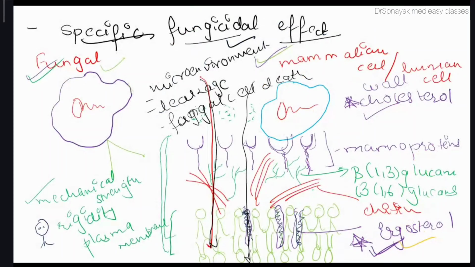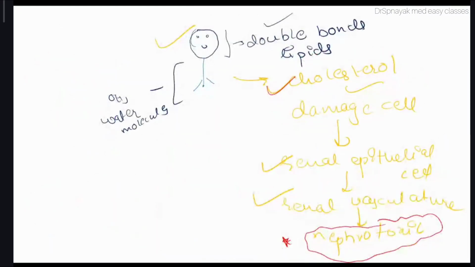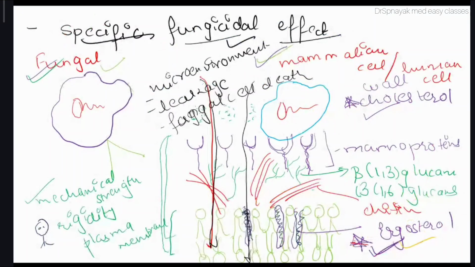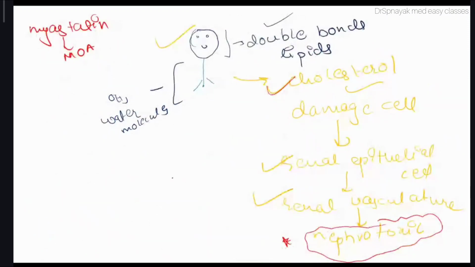There is also another antifungal agent called nystatin. It also has the same mechanism of action, that is, it binds with the ergosterol of the fungal cell wall. But nystatin is very, very toxic, even compared to amphotericin B. It is not absorbed from the topical route, so it is not used systemically.